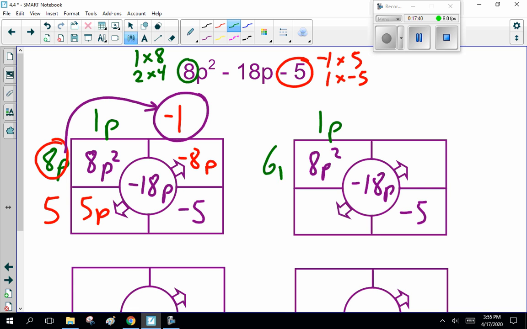1p, 6p, so plus 1 minus 5. No, that still doesn't work. 6p, 8, oh god, 8p. Sorry, that's 8p, sorry guys. It's 8 minus 5. No, that still doesn't give me minus 18. So the 1 and the 8 I don't think works. So let's go 2 times 4.